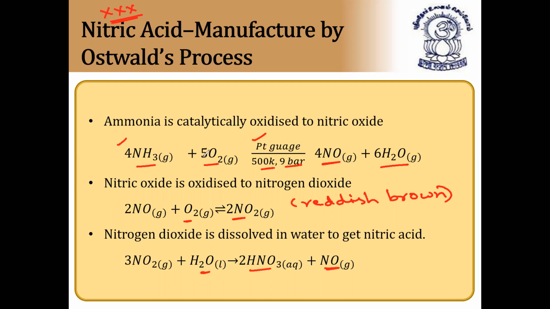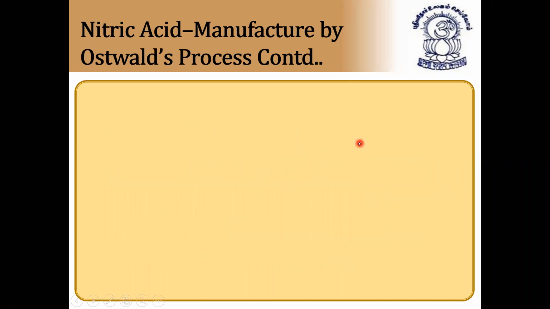So ammonia on oxidation in the presence of catalytic platinum gauge forms nitric oxide. This nitric oxide is further oxidized to nitrogen dioxide, a reddish brown color gas. This nitrogen dioxide gas, when dissolved in water, forms nitric acid. I hope it is clear. So this is the preparation of nitric acid by Ostwald's process.